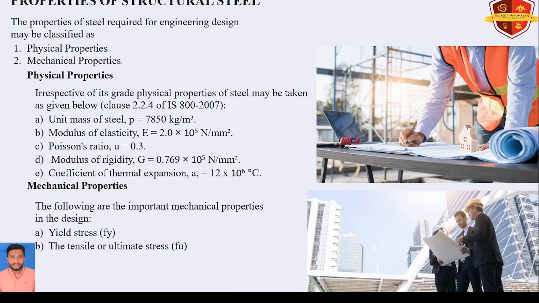Properties of structural steel. First one is physical properties. What are the physical properties? Unit mass of steel, as we all know, 7850 kg per meter cube. Modulus of elasticity, it is nothing but stress by strain, E equal to 2.0 into 10 power 5 Newton per mm square. Next, Poisson ratio, it is nothing but lateral strain by linear strain, equal to 0.3. Next, shear modulus, shear stress by shear strain, G equal to 0.769 into 10 power 5. Next one, coefficient of thermal expansion, 12 into 10 power 6. These are the physical properties.